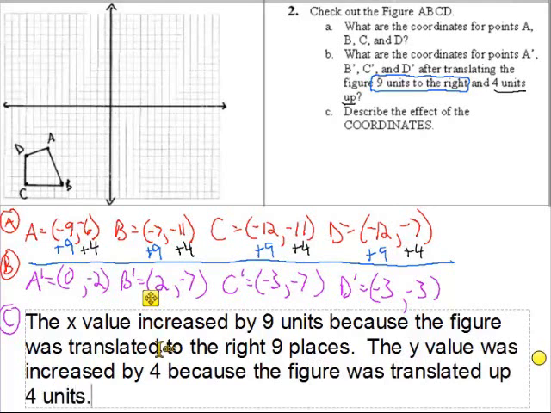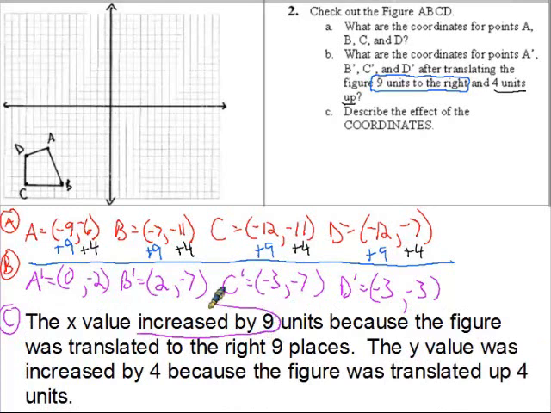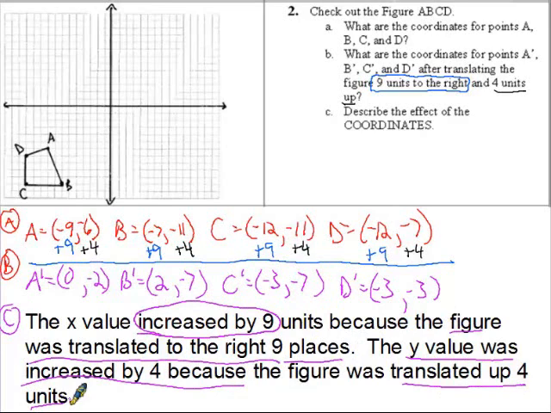Okay, what I'm looking for here is that you understand that the x value increased by 9, and the reason why was because the figure was translated to the right 9 places, and that the y value was increased by 4, and the reason is because it was translated up 4 units. So you know how to add and subtract the coordinates, basically.